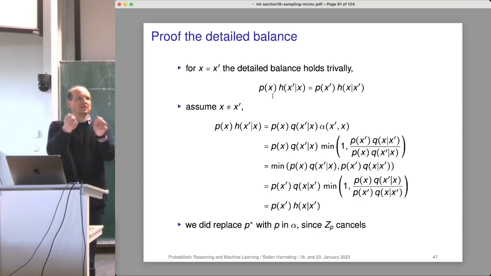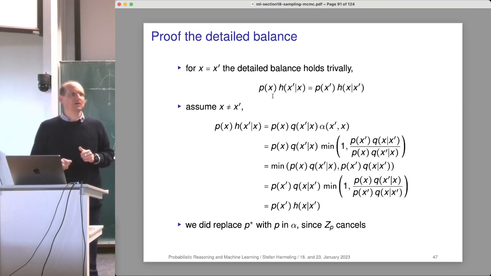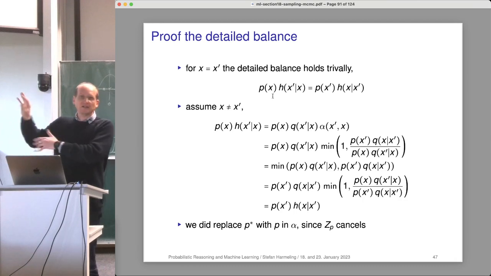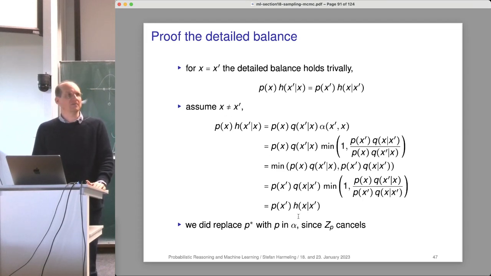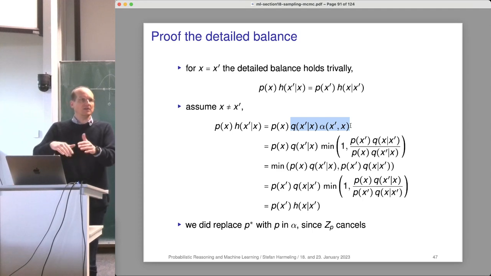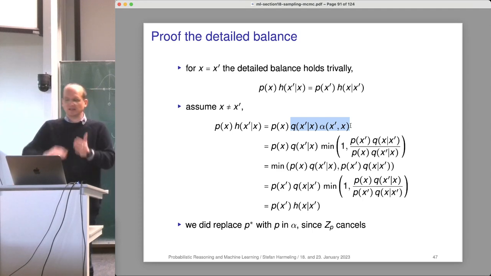Because I can just flip x and x prime. They are the same numbers. So that's fine. And that is the nasty case with the Dirac delta. So we don't have to worry about that one. That's good. So we now can assume that x is not equal to x prime, and we need to show detailed balance. However, if x is not equal to x prime, my transition probability has a very nice form. It's just q times alpha, and so it's only in the first case. I don't need this Dirac delta stuff.